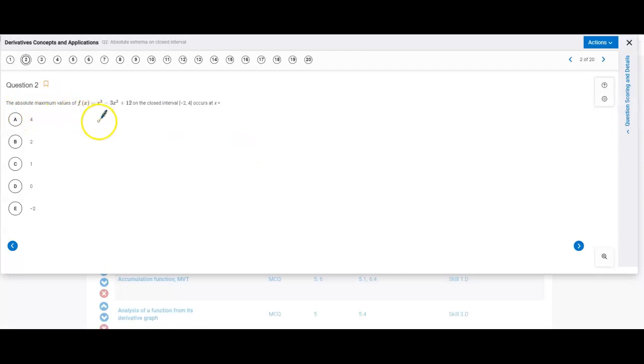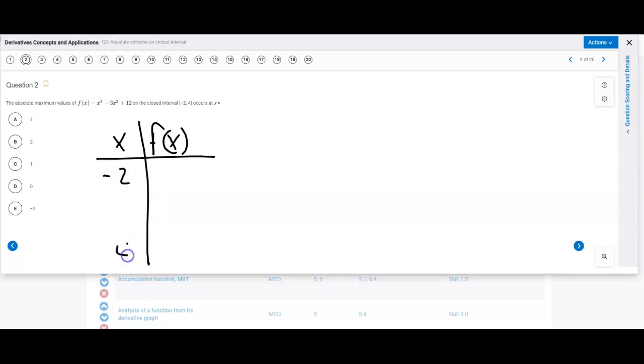Okay, so this one's asking for an absolute max. So once again, we're going to be looking at our candidates test. And we're starting at -2 and ending at 4. And we want to find our critical values as well, which is where the derivative equals 0 or is undefined.